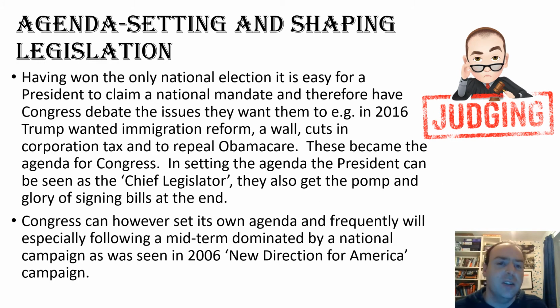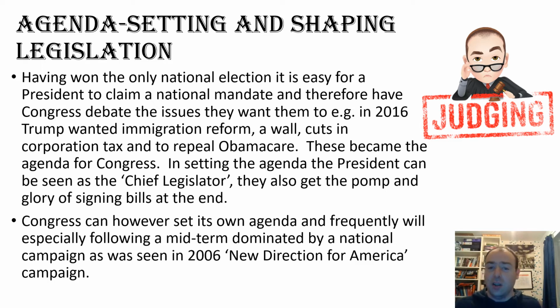So, agenda setting and shaping legislation. Having won a national election is normally really easy at that very beginning for a president to say, this is what I want to do. So as I mentioned with Trump in 2016, he goes, I want immigration reform, I want a wall, I want cuts in corporation tax. Yeah, I have big business and I run big corporations. Those two things are not connected. I'm for the ordinary people, as he said. And he wanted to repeal Obamacare. And these became the agenda for Congress. He didn't get it all through, but that becomes the agenda for Congress.